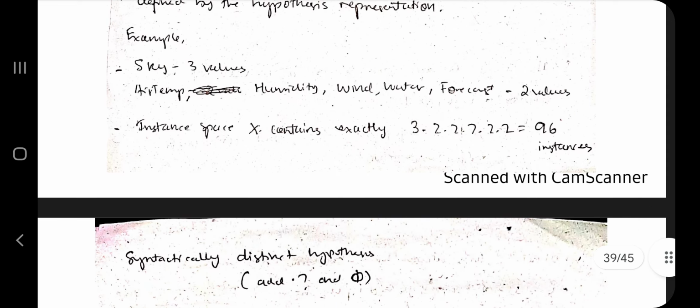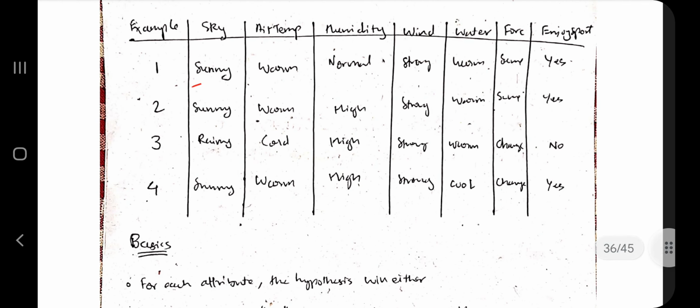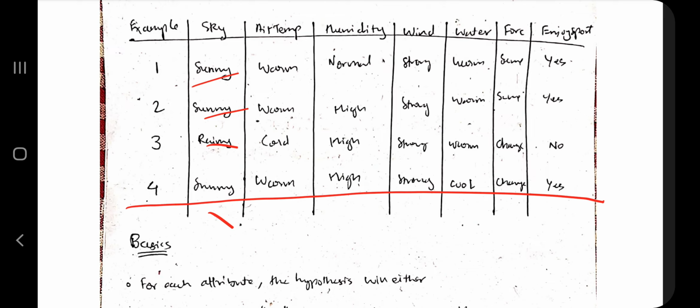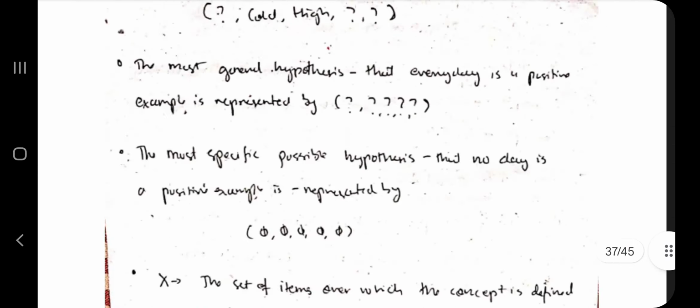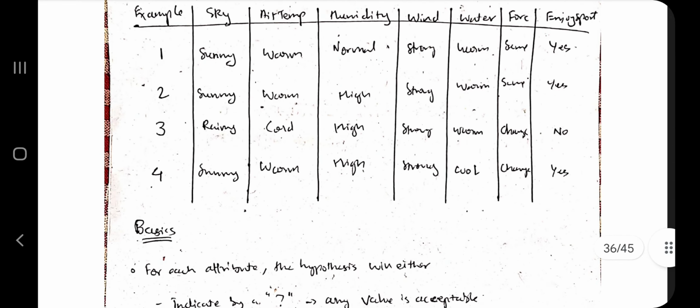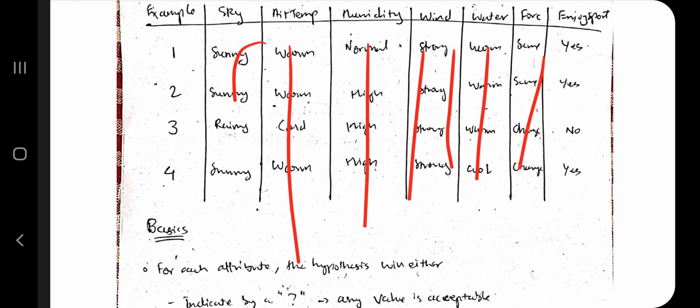Example, sky has 3 values. What are the 3 values the sky has? Sunny, warm and cloudy. Just assume it's not given here, but sunny, rainy and cloudy is given. It's just 4 values here, but actually sky has 3 attributes. Along with that, the other attributes are air temperature, humidity, wind, water and forecast, which have 2 values each. Maximum 2 values are there, and here 3 values are there.